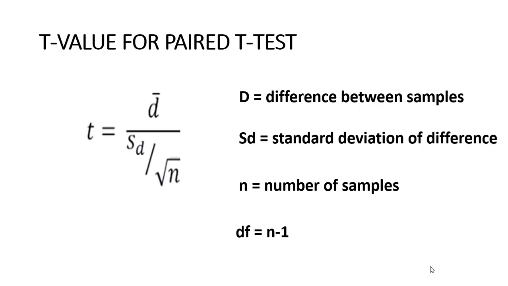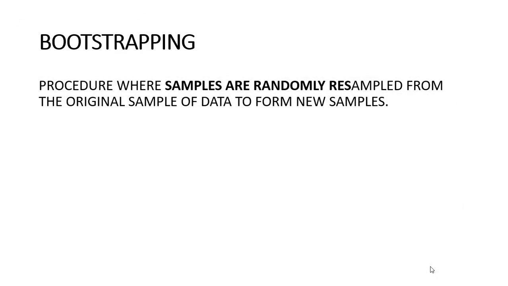Remember that whenever you apply t-tests, you have to keep in mind what we call the degrees of freedom, and in this case this is going to be n minus 1, the number of samples minus 1. We're also going to learn about bootstrapping, a procedure where samples are randomly resampled from the original sample of data to form new samples. We will see how to do that in Minitab, and we will see what the effect of this is.